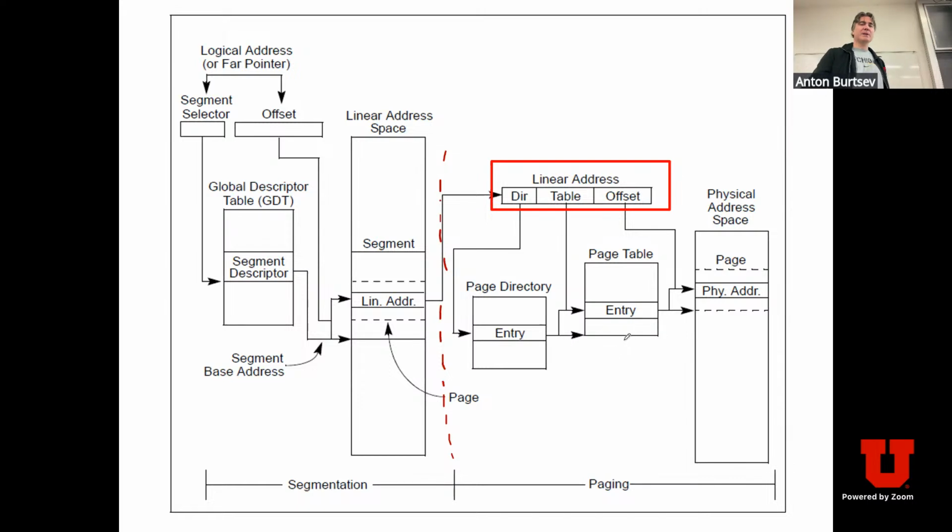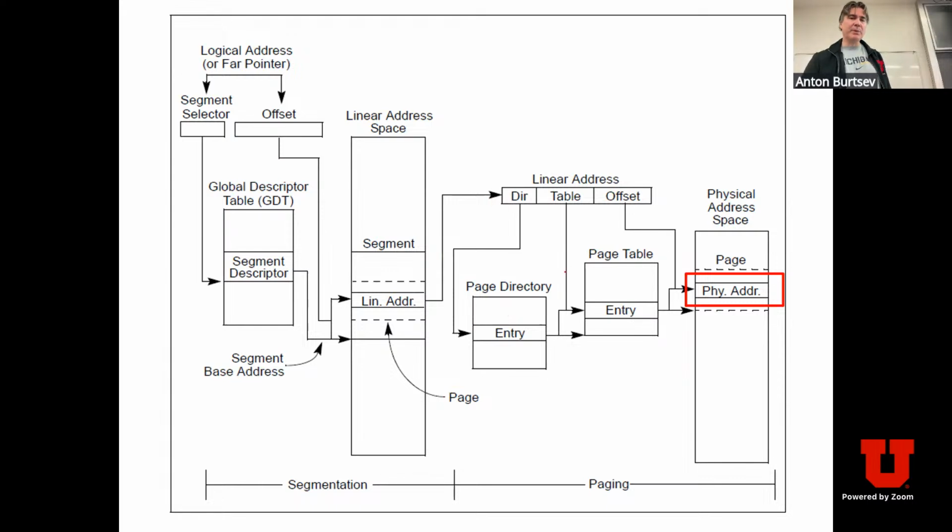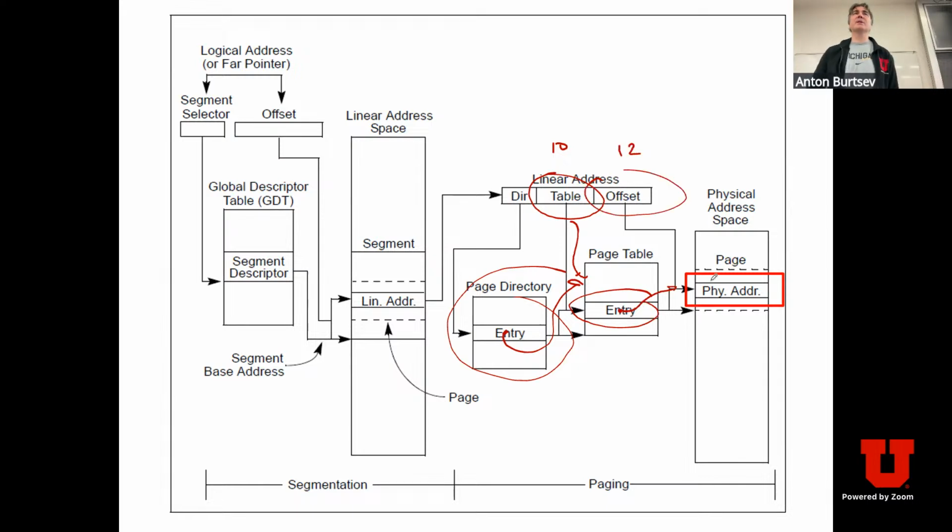Then we take the top 10 bits of the address, go into the page directory, and locate the pointer to the page table. We take the middle 10 bits of the address, figure out the index into the page table, and locate the entry, which contains the pointer to the physical address of the page. The lower 12 bits are an offset within the page. So we all understand it. Question?